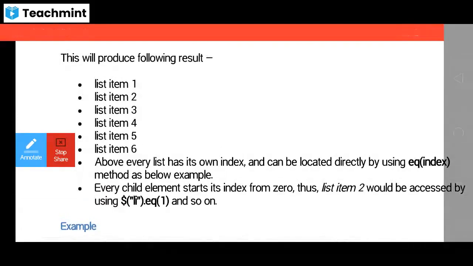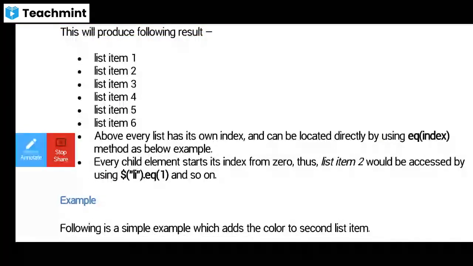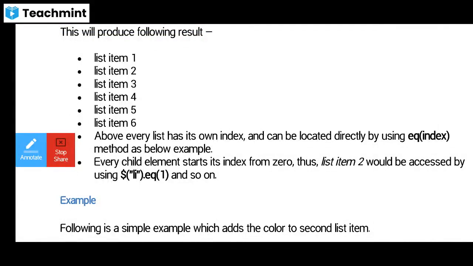So the EQ index method is one method. We are going to select the index of list elements 1, 2, 3, 4, 5, 6. These are different types of list elements, and in these list elements we are going to select one of the list items by its index. For example, in the textbook we come across an index like this.